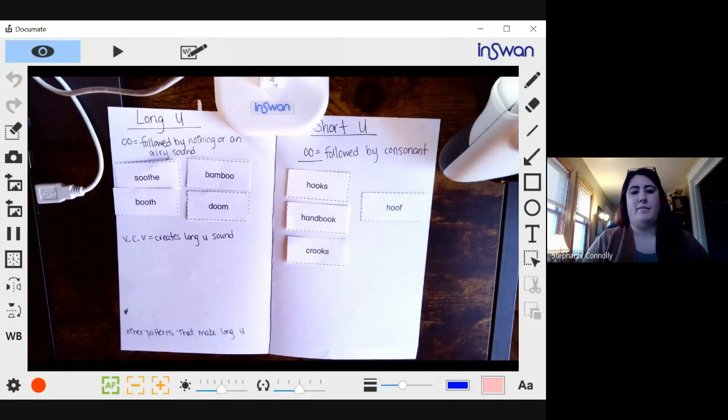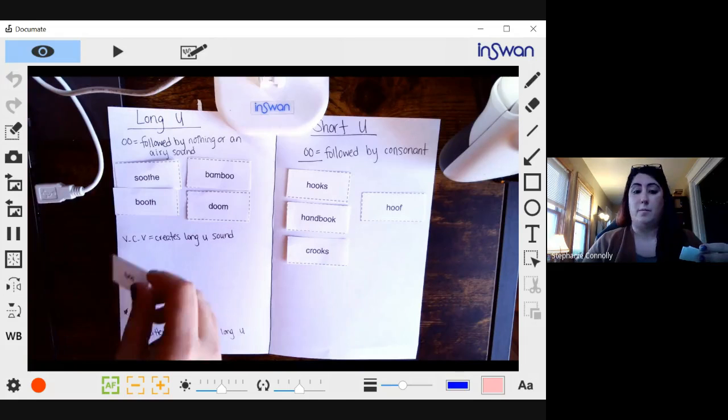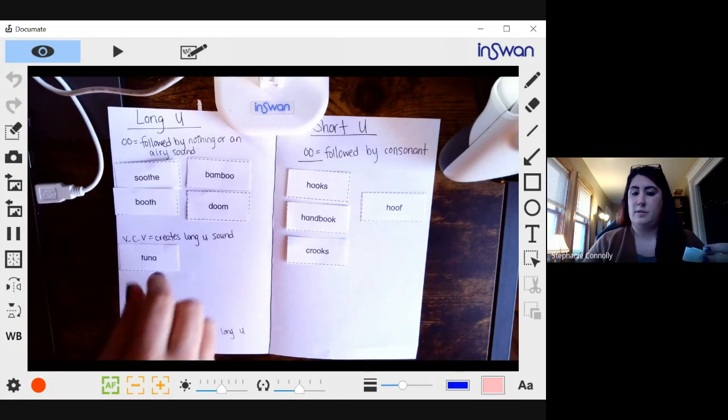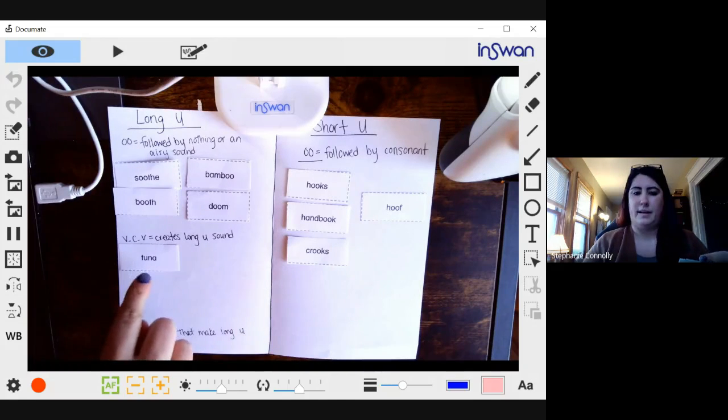So now we have VCV. What is VCV? It stands for vowel, consonant, and then a vowel, okay? And that also creates the long U sound. And it's not just going to be at the E at the end. It's going to be maybe another vowel too. So we're going to start off with one of those words, and that's tuna. So we have a vowel, a consonant, and a vowel.